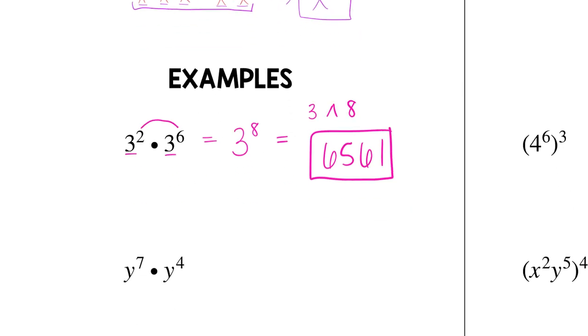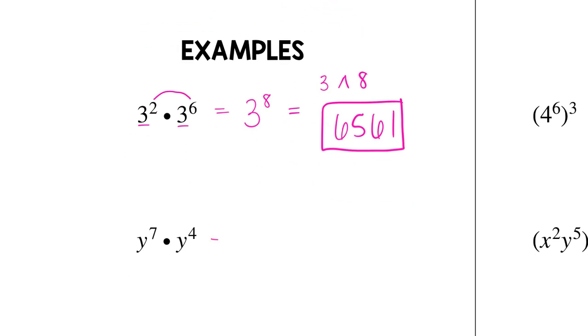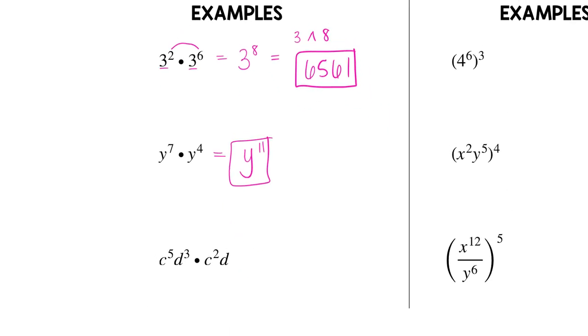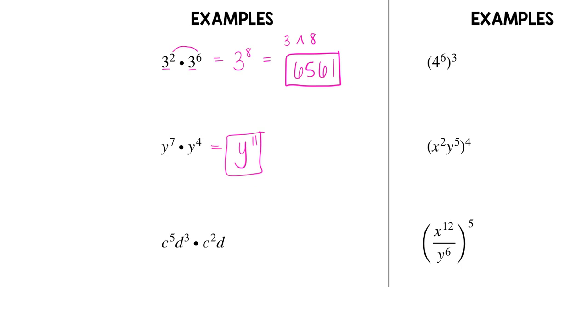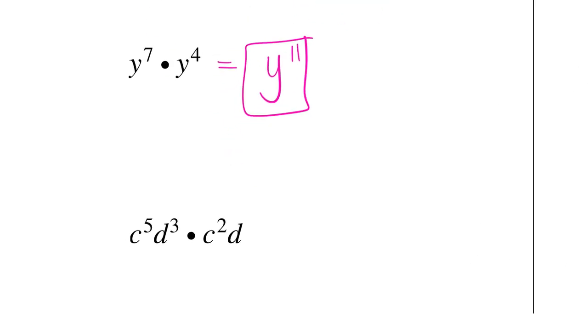Okay, moving along, we got the next one, y to the 7th times y to the 4th. Again, you would just add the exponents, so that would be y to the 11th power. And then down here we have one with multiple letters. It works the same way, you just make sure you put the letters together that go together. So if you look at the C's, 5 plus 2 is 7, so that would be c to the 7th. And then for the D, don't forget that this one over here actually does have a power. It's to the power of 1. You just can't see it there. So it would be 3 plus 1, which is 4. So this would be D to the 4th.